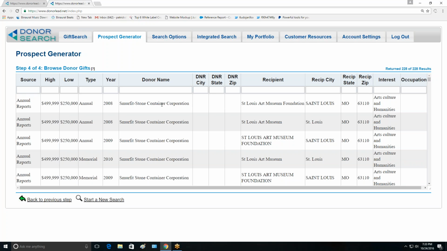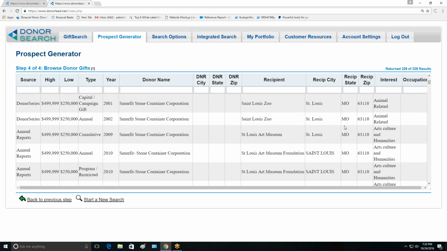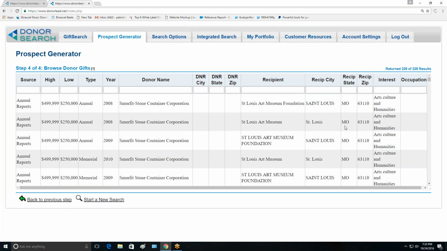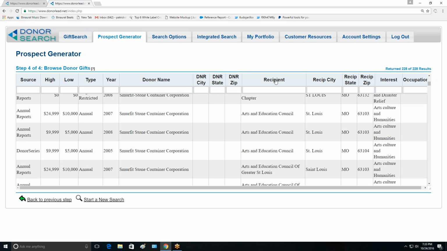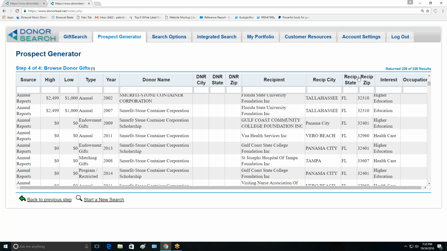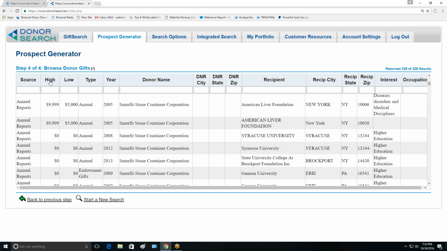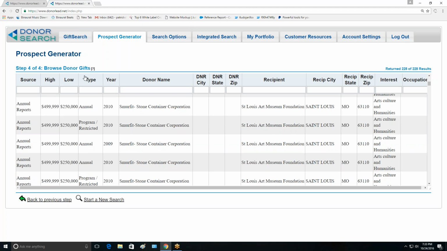So the Smurfit Stone Container Corporation may be in Missouri. We see a lot of gifts in Missouri, and we see the amounts of monies that they are making. And here are the recipients. Art Museum. And these are sortable, as you can see, just by clicking.